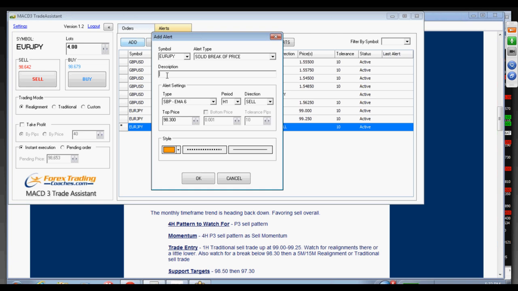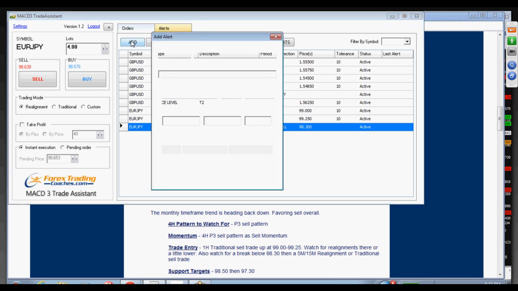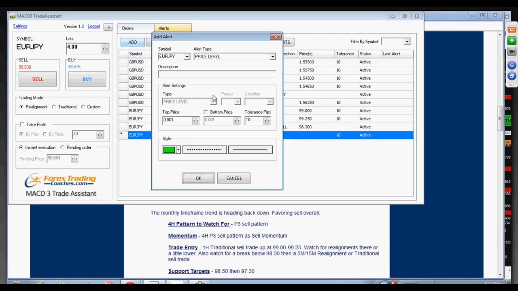And the description, solid break of price, and put that in. So that's in there as well. And then I go into the support targets. The first one's 98.50. I like those in red. This is my T1. 98.50 is the first one, as you can see right down here.